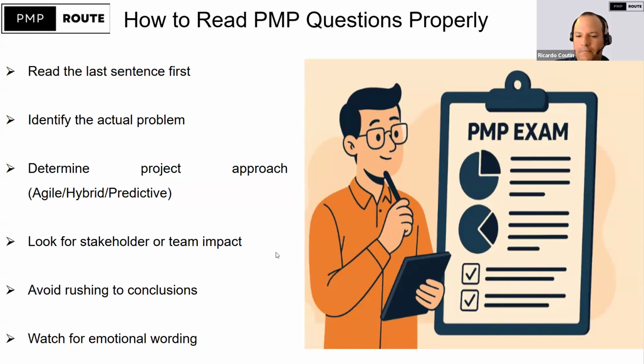Obviously, you have to understand if you're talking about stakeholders or team impact, and avoid rushing into conclusions, because trust me, sometimes they put in a lot of traps. You may decide to rush into a conclusion and not get it right. So that's what I could share with you when we talked about reading the PMP questions.